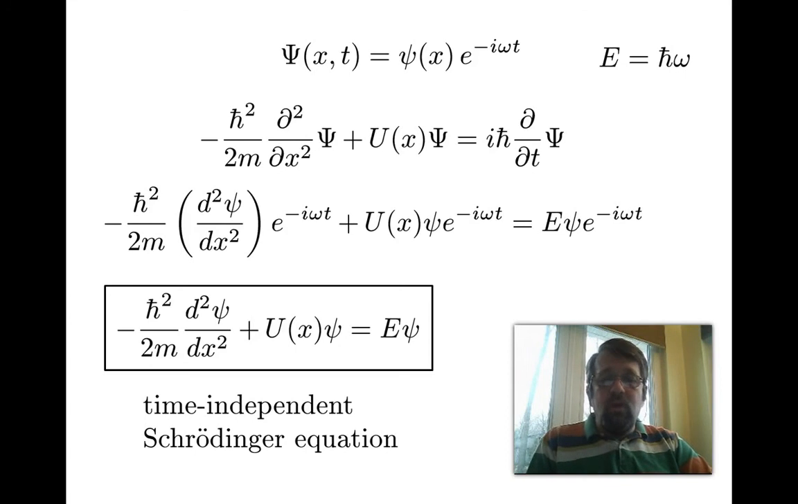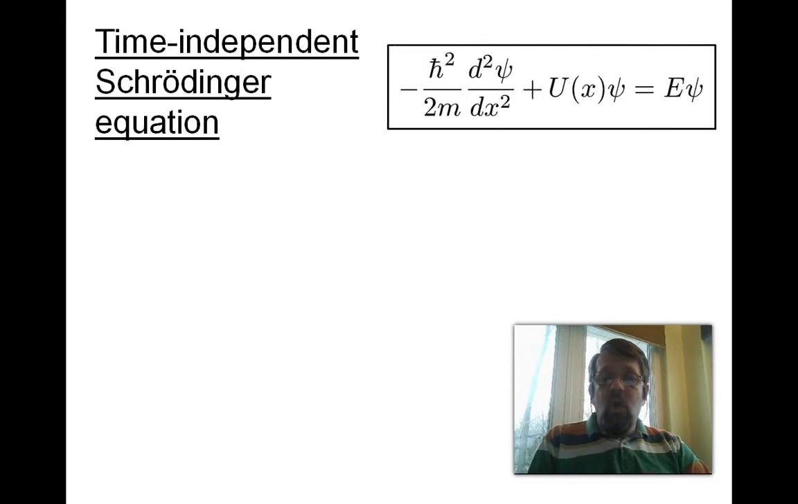This is a remarkable equation and very powerful, very useful. It's the equation that has to be satisfied for a state of definite energy. That is to say, a standing wave or a stationary state in quantum mechanics. Okay, so let's take a look at this time-independent Schrodinger equation and see what it tells us.